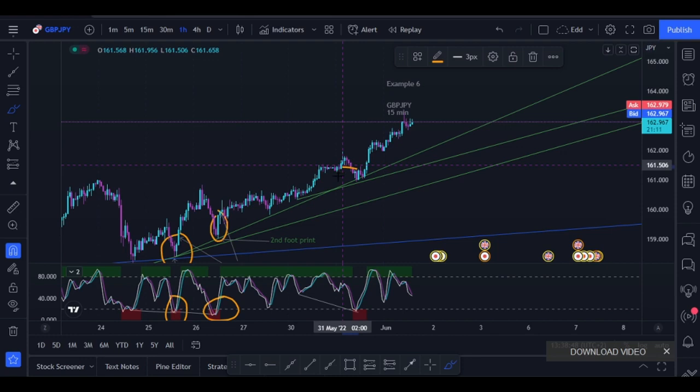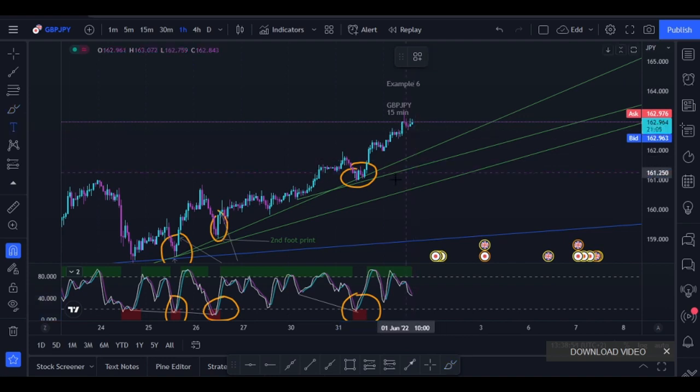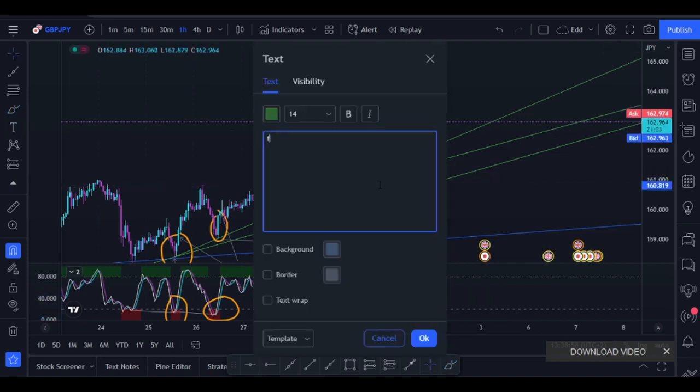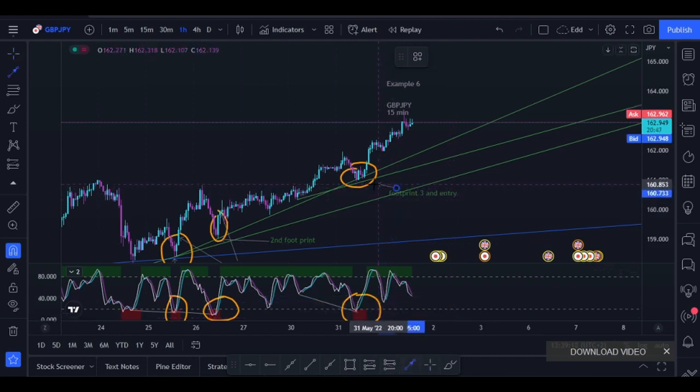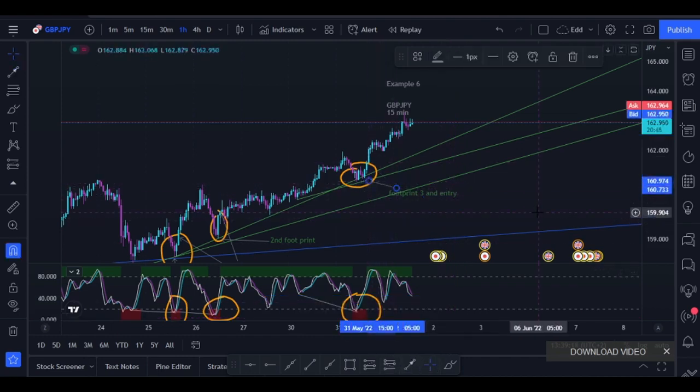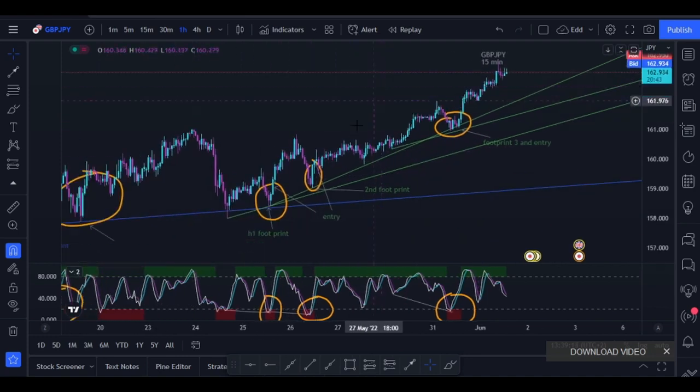So your entry would have been here and here. Look at that. And mind you, this is on the 1 hour, and if you're doing this and dropping some crazy lots, oh my god, you would just be laughing to the bank. Okay, right there. Footprint 3, entry and entry.